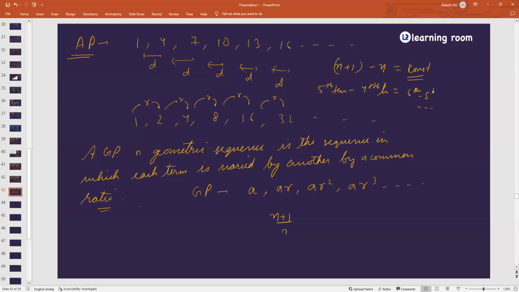But here we have a common ratio. The n plus 1 term by the n term is equal to the n plus 2 term by the n plus 1 term, and it goes on. For example, ar by a, this term by this term, is equal to ar square by ar, which is equal to ar cube by ar square. In all of the cases, you have the number r, right? Yes, sir. So this is called a GP, geometric progression. Write it down.